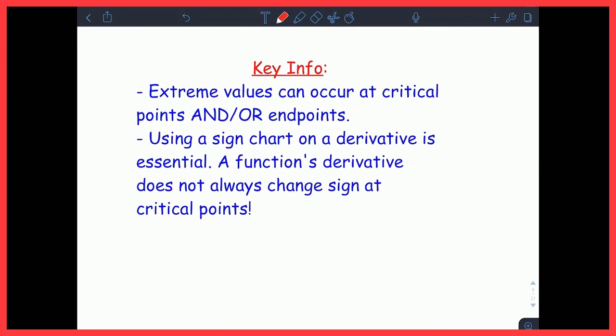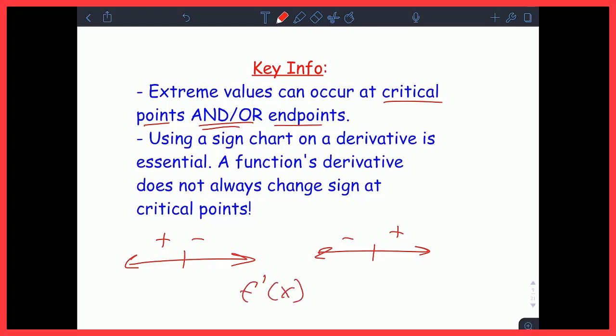Here's some key info. Extreme values can occur at critical points and or endpoints. So in order to figure out all the extreme values, you have to consider critical points and you have to consider endpoints. Using a sign chart on a derivative is essential. A function's derivative does not always change sign at critical points. The only way you are actually an extreme value is if it changes from positive to negative or negative to positive. In this, I'm talking about the derivative f prime x. You must change sign in order to be an extreme value.